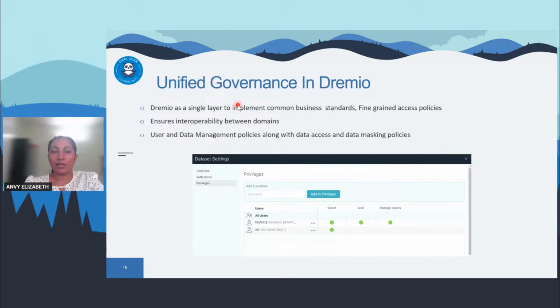Another feature of Dremio is unified governance. Dremio, as a single layer, can implement common business standards and fine-grained access policies. This helps business domains provide data products that are more interoperable. User-defined data management policies along with data access and data masking policies also come with Dremio. So you can give fine-grained access to each product, controlling who can access what. This fine-grained access is one of the best aspects of the unified governance provided by Dremio.